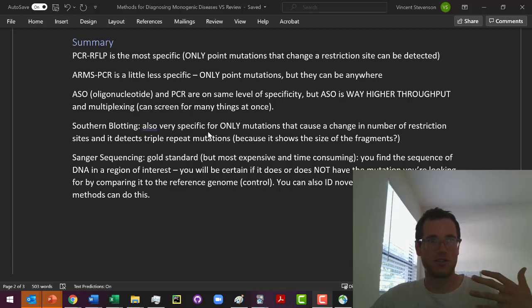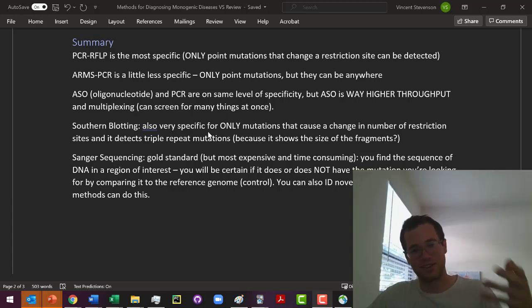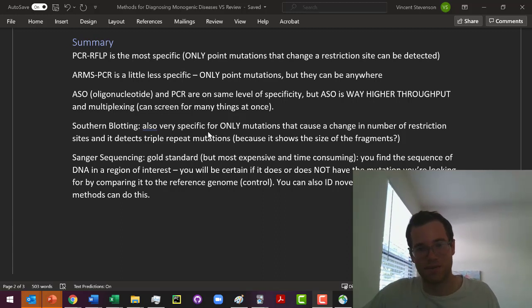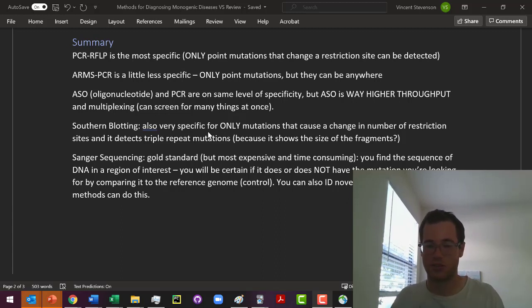So if a patient presented to you with an unknown disease and you had absolutely no idea what's going on, ordering a Sanger sequencing test will tell you their exact sequence. But again, it's very expensive, very time consuming, and usually we're only looking at a very small region. So you're going to have to have a pretty good idea of what you're looking for already, but it will tell you the sequence of DNA in a region of interest. And so you will be 100% sure if someone does or does not have that genetic disease. You cannot have any higher confidence than you would with other tests. And in addition to that, we're also able to check for novel mutations.